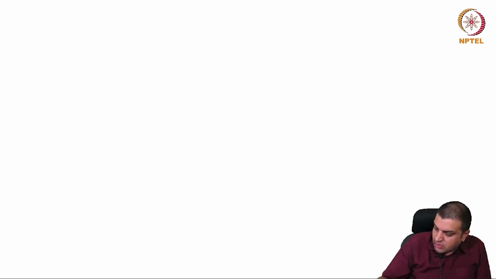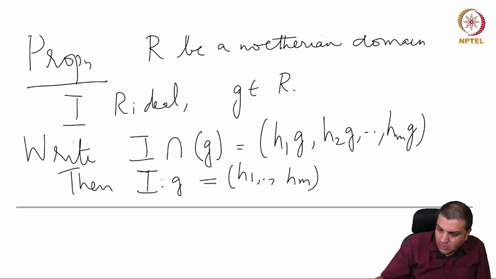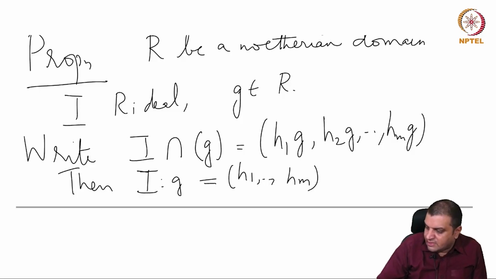And just one more observation. We'll have to prove it, but notice that if you take I colon G and multiply by G, it lands inside this intersection. It is inside I by definition, and it is also inside the ideal of G because they are multiples of G. So it does land inside that intersection. Okay, proof.